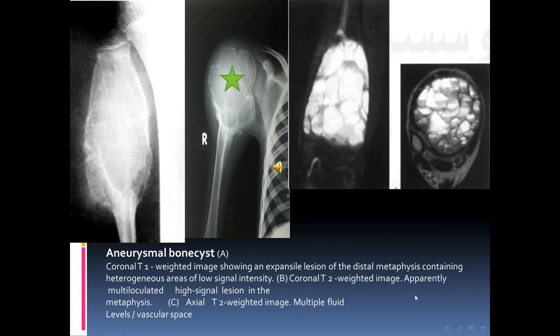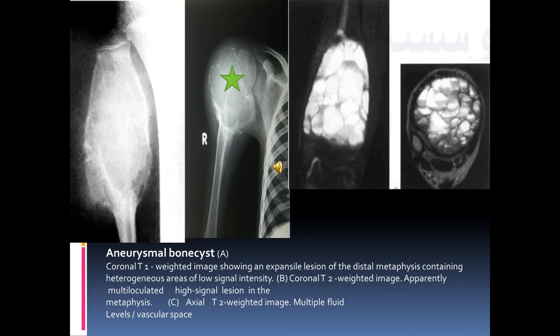In this X-ray, we can see the right humerus is abnormal. There is a large expansile osteolytic lesion in the metaphysis of the right humerus, marked by the green star, with associated mild sclerotic margins. This bone lesion is seen in the area away from the articular surface and in immature skeletons. So it is seen just before the fusion of the epiphysis.